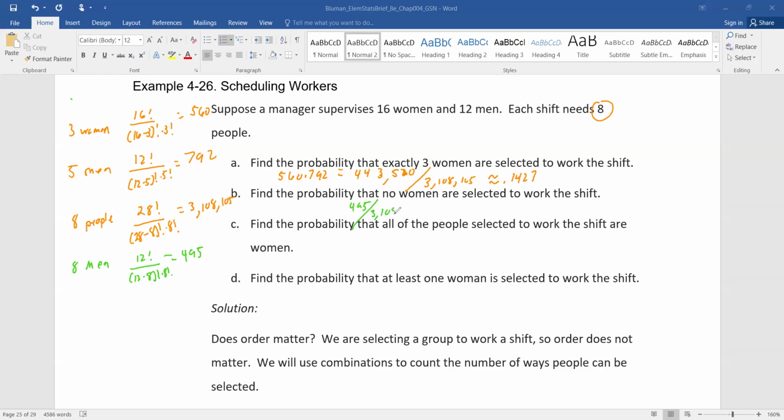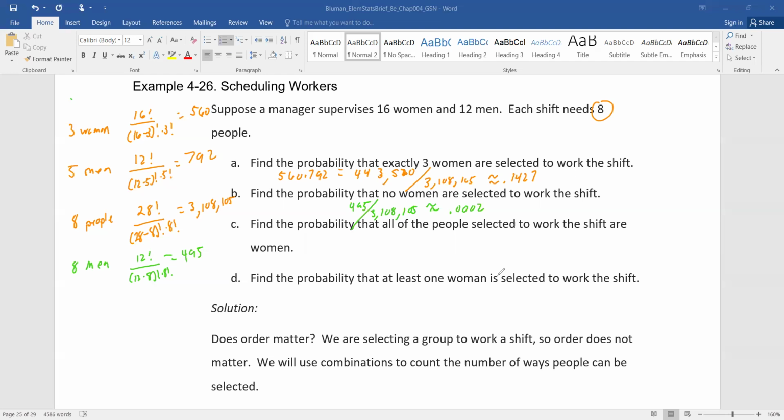So 3,108,105. And that comes out to about 0.0002. So you have about a 0.02% chance that all 8 of them are men on the shift, which means that none of them are women.